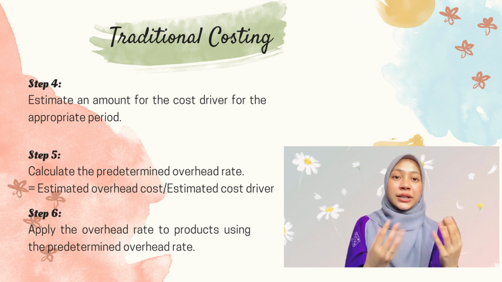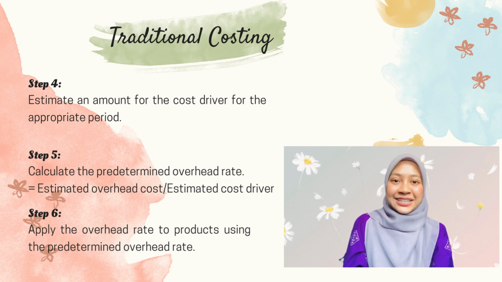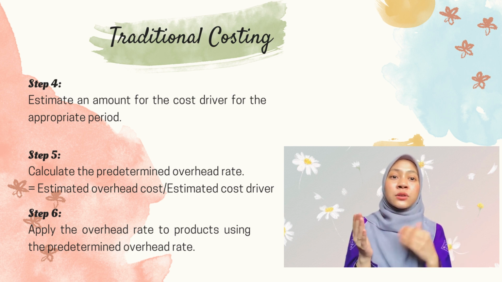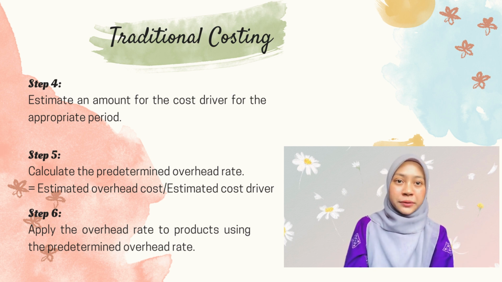Next, you calculate the predetermined overhead rate based on your estimates. To calculate the rate, estimated overhead cost is divided by estimated cost driver amount. Lastly, you should apply the overhead rate to products. Multiply your chosen metric by the predetermined overhead rate to determine the estimated overhead cost for a product.